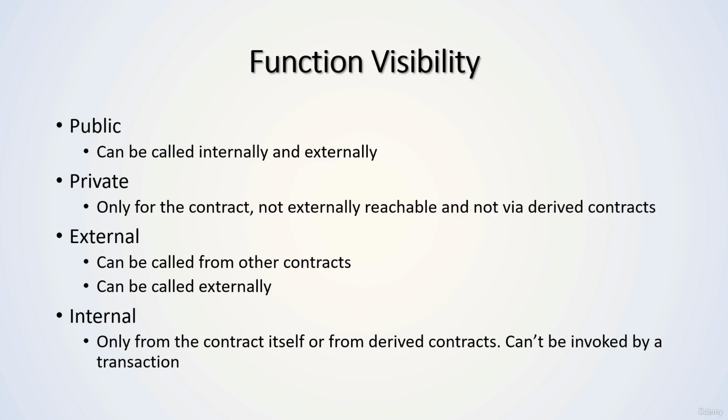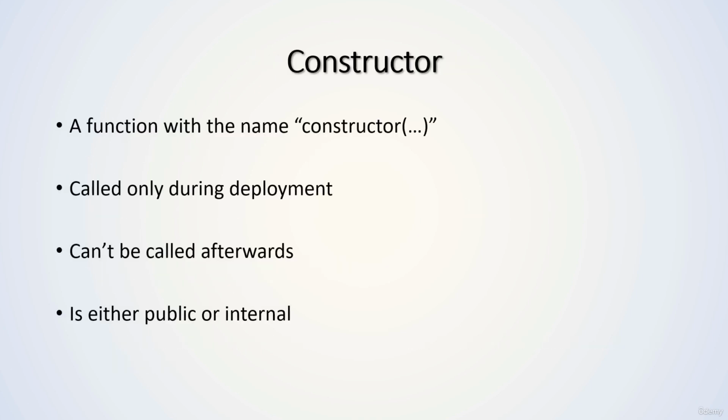And there are internal functions that can only be called from the contract, or, which we will see later, also from derived contracts. So when we talk about inheritance, then I will show you what internal functions are. They can't be invoked by a transaction from an account. There's a constructor. It's a function with the name constructor. It's only called during deployment, and it can't be called afterwards. And it is, now it's public. It was public or internal before. Now it's simply public. It doesn't need a visibility specifier at all.